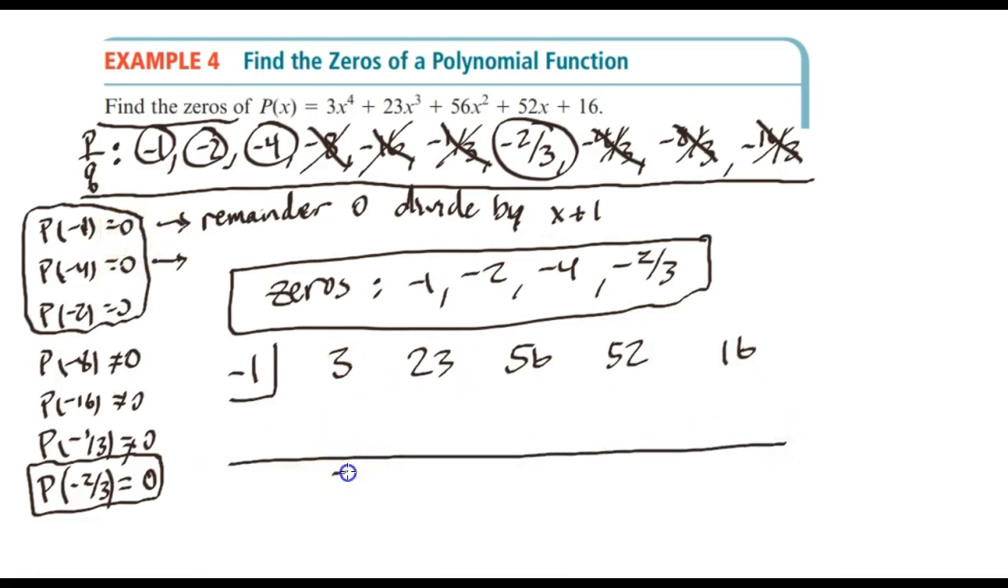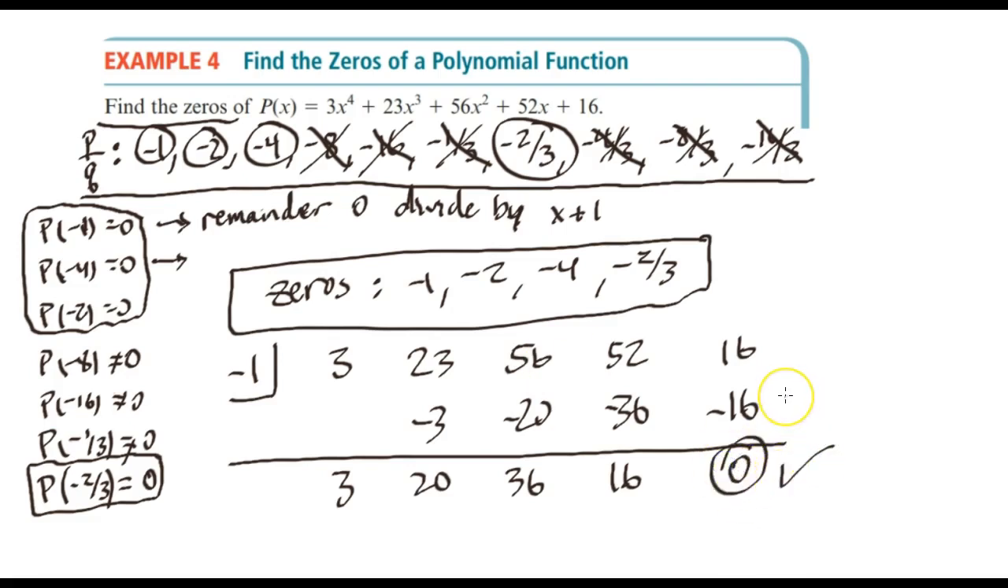So we have 3. -1 times 3 is -3. 23 plus -3 is 20. Then multiply, -20. 56 minus 20 is 36. -1 times 36 is -36. And then that's 16. -1 times 16 is -16. 16 minus 16 is 0. So we have a remainder of 0. So it divided the function evenly.